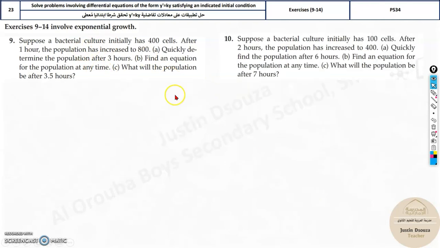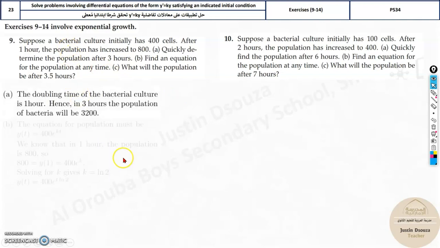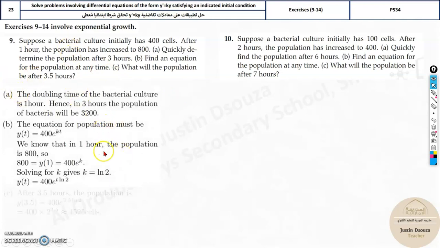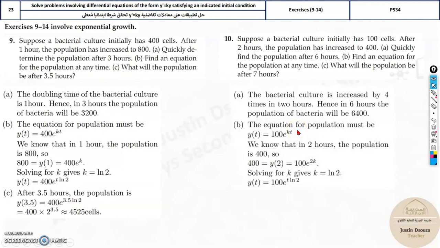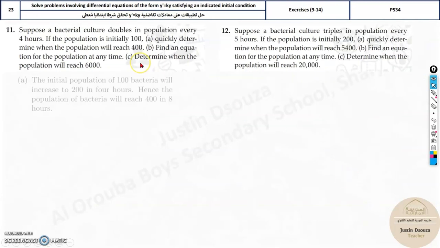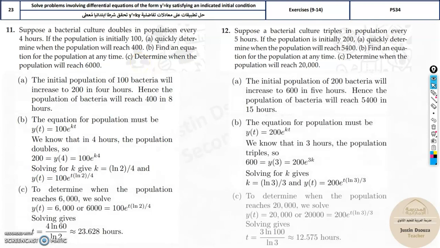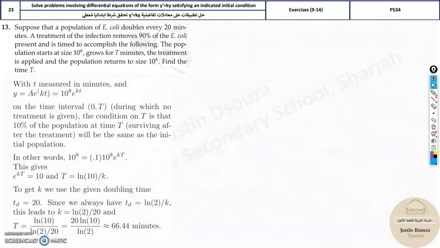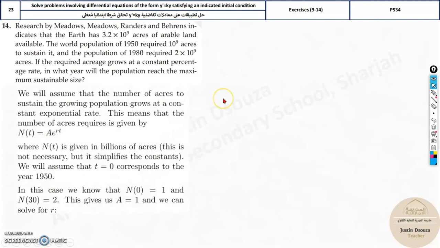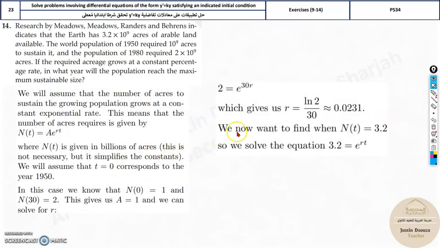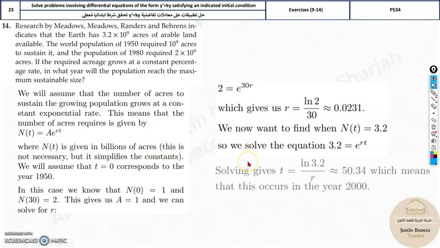Try it by yourself and then check the answers. All the answers are over here for A, B, and C parts, and these are the answers over here. You can pause it and check it through, and over here as well, and the last one over here. So please do try them by yourselves, and this is the final question.